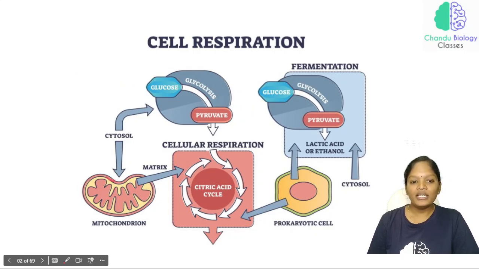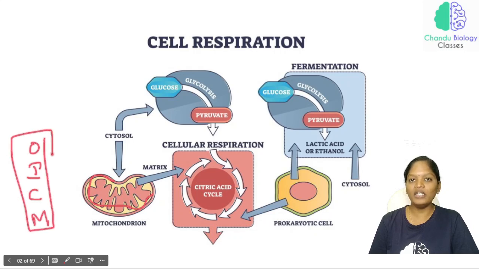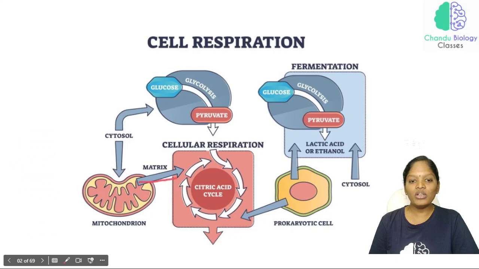And in the mitochondria we have an outer membrane, inner membrane, and the cristae and matrix. So these are all the structures of the mitochondria. In the mitochondrial matrix, another important cycle takes place, and that cycle is called the citric acid cycle. See here, this is one of the cycles, and glycolysis is another cycle.